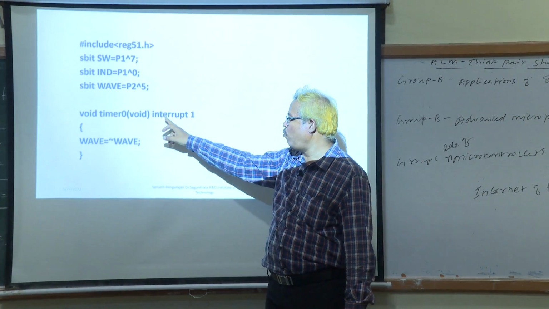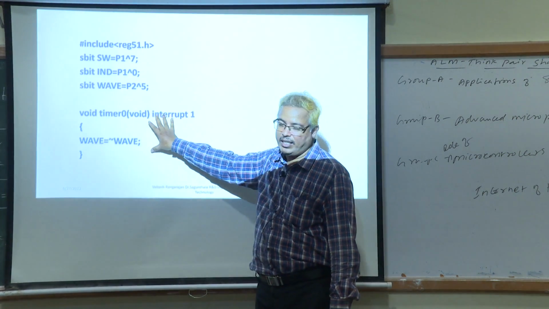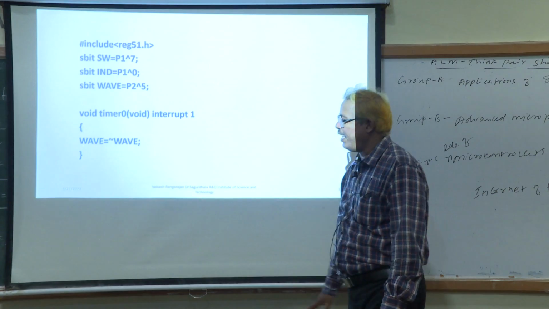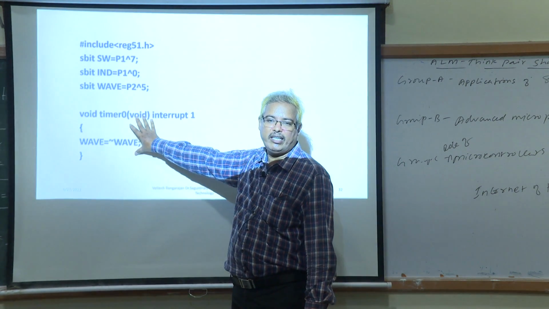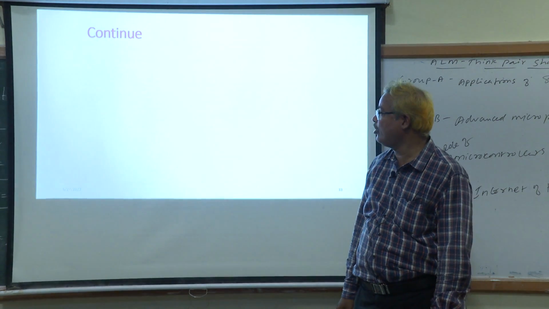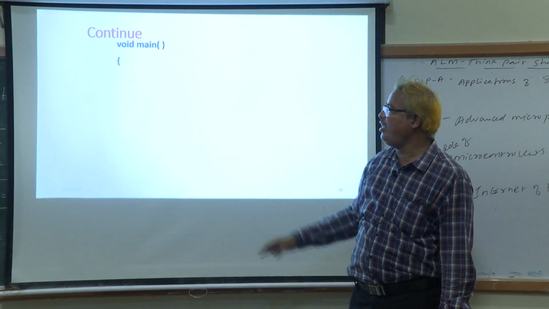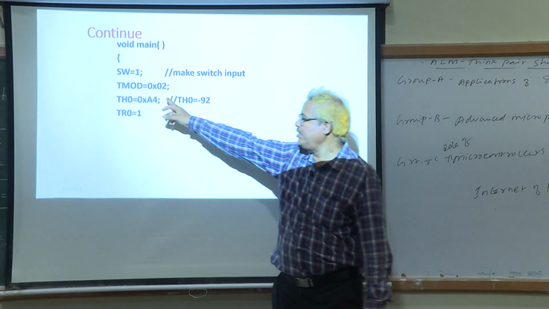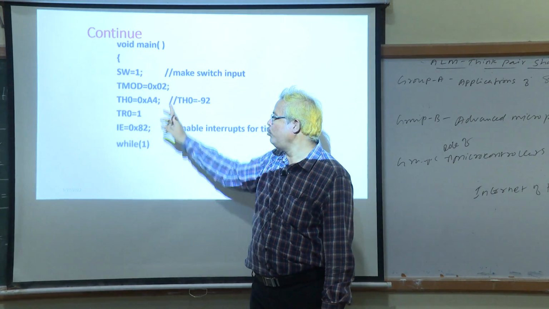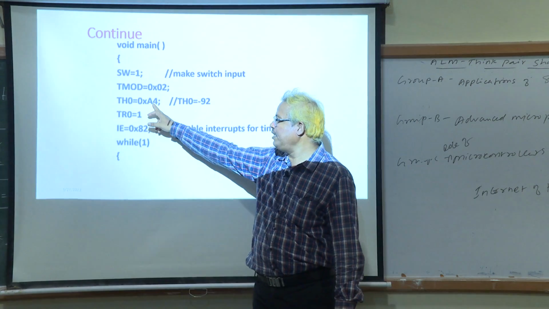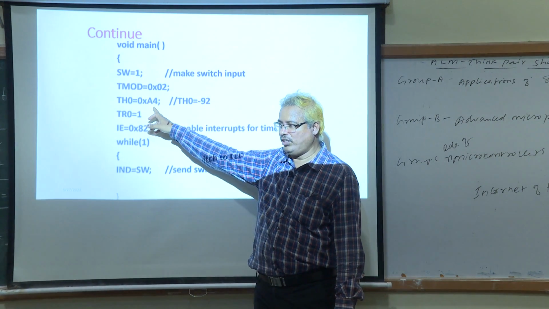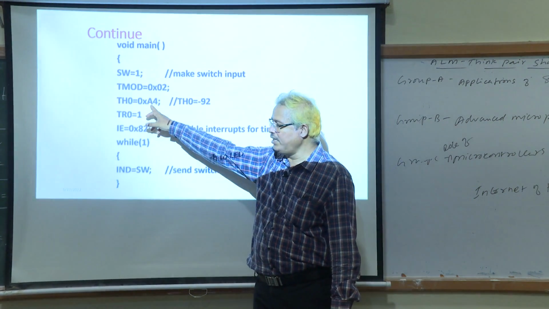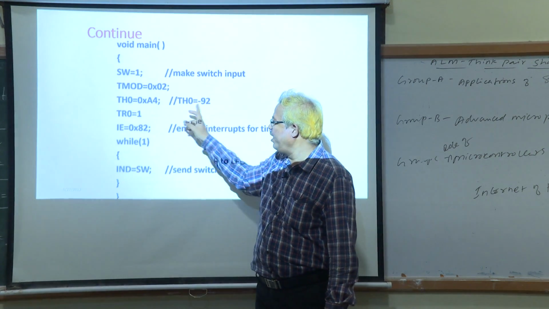So void timer0() interrupt 1. This interrupt function is executed once there is a timer overflow. If there is a timer overflow, this function is activated and executed. So the program starts with void main. SW is equal to 1, to make the switch an input port. TMOD is equal to 0x02, so timer 0 is used in mode 2. Then the initial value of the timer is A4H. In order to generate the 100 microsecond delay of T on and T off, TH0 is equal to 0xA4, which is the hexadecimal value of the exactly equivalent decimal value.